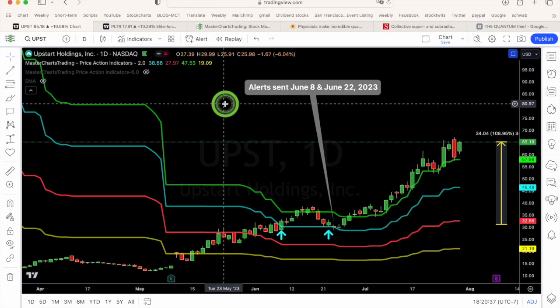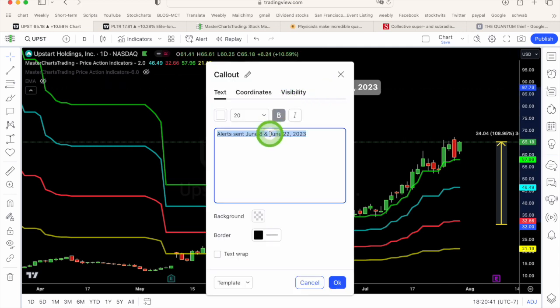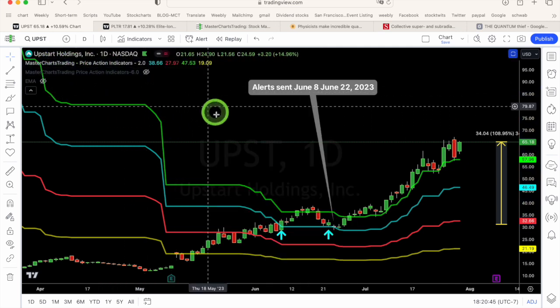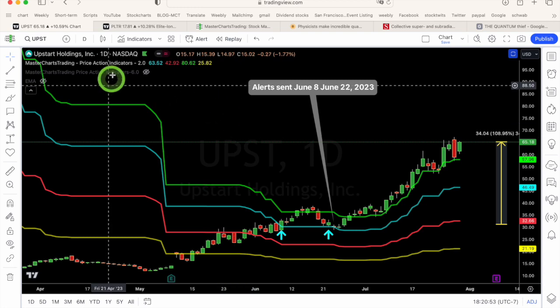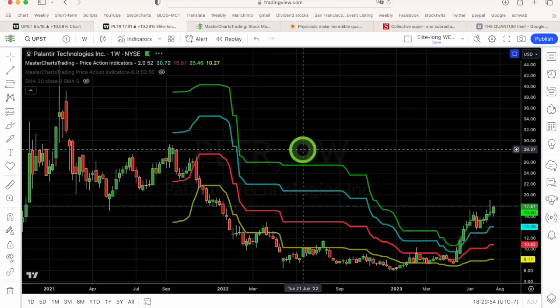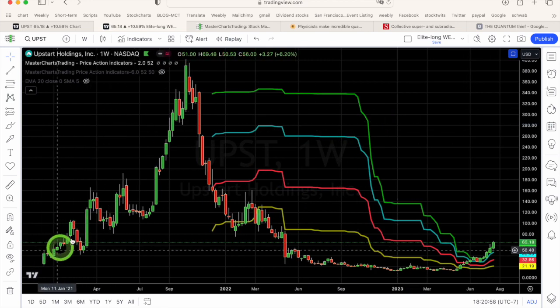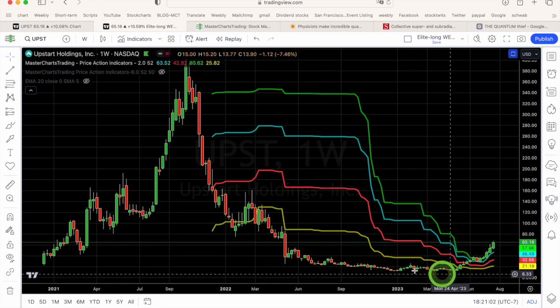Finally, I wanted to highlight another stock. This is called Upstart Holdings. I believe this is a lending platform, I think in the United States. So Upstart Technologies, I wanted to show again a very similar pattern. It used to be very high in price. Recently, it hit an all-time low.